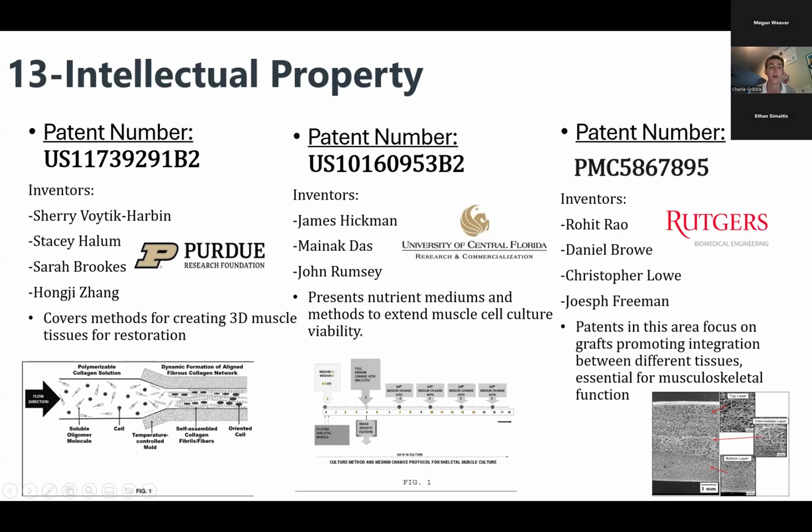That's kind of been the big limitation within this field: cell sourcing and cell viability, to get it to last longer than what the industry standards are now. And then a team over at Rutgers has a patent in the area focusing on grafts that help promote integration between different tissues, and it's essential for musculoskeletal function. That's also another one of the big limitations: once they actually have found these cell sources, they've had trouble with tissue crosstalk and getting these tissues to mimic exactly what our own muscles are like in our body.